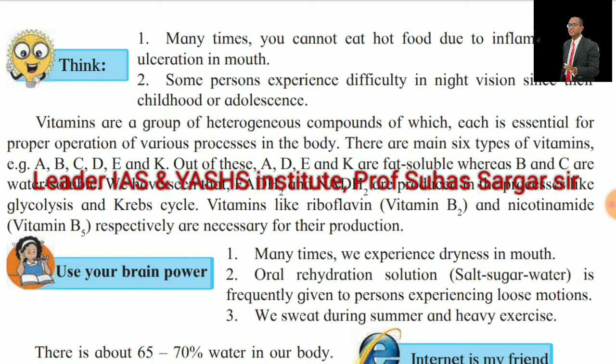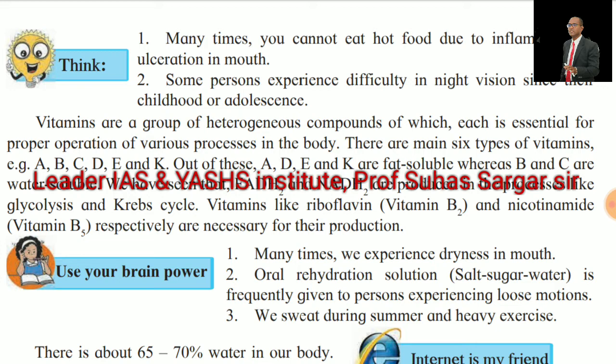Many times you cannot eat hot food due to inflammation or ulceration in the mouth. Some persons experience difficulty in night vision since their childhood or adolescence. Vitamins are a group of heterogeneous compounds, each of which is essential for proper operation of various processes in the body. There are six main types of vitamins: A, B, C, D, E, and K. Out of these, A, D, E, K are fat soluble, whereas B and C are water soluble.